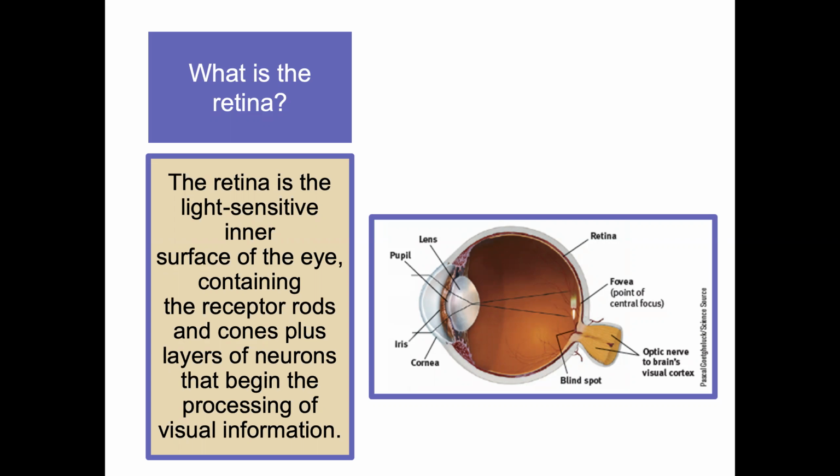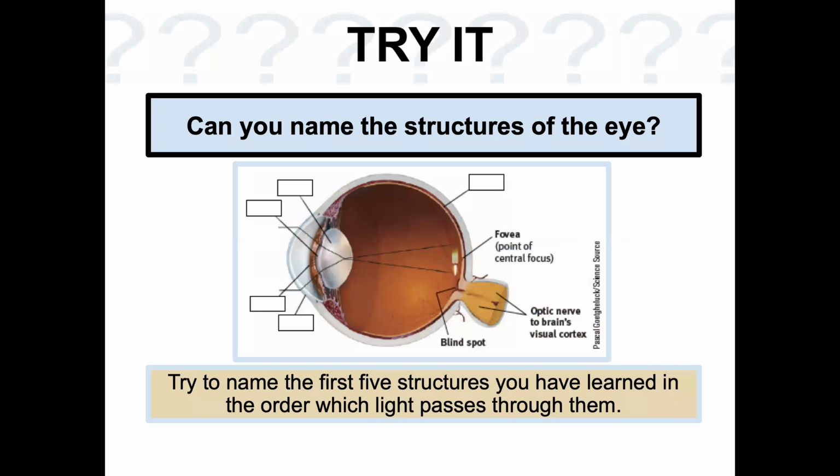So again, these main parts of the eye are pretty important. Just take less than a minute, about 30 seconds, to look at them and see if you can label the parts that are blank right there, and then I'll go over them with you.